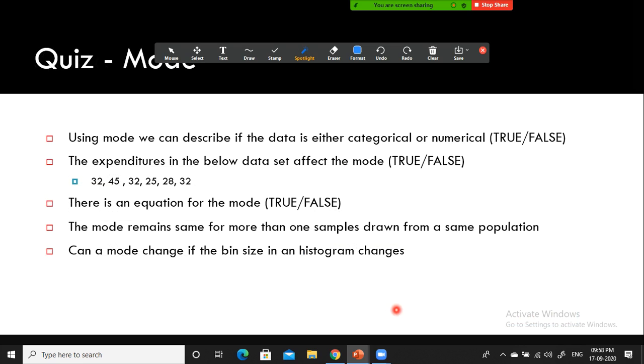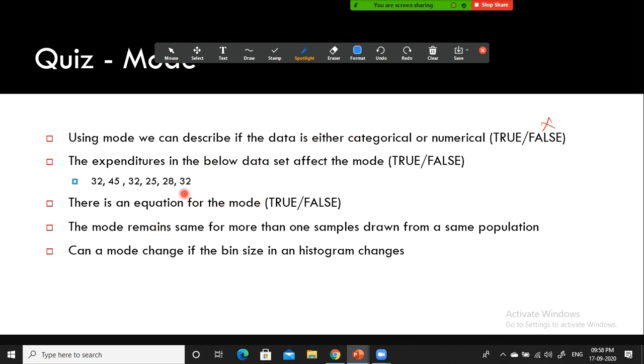Quiz mode. Now you tell me, using mode we can describe if the data is either categorical or numerical. False. How can we tell with mode that the given data is numerical or categorical? We cannot say, right? It is false. The only thing is, using mode we can find out the most frequently occurring value. That's all. The next question: an experiment in the below data set affects the mode. Is this true or false?